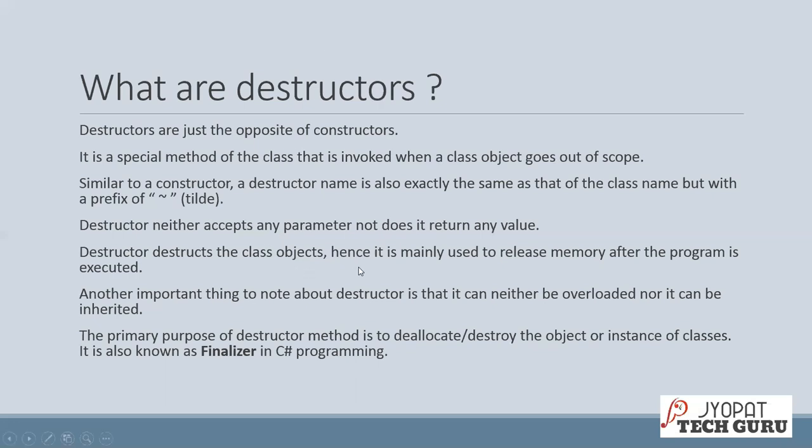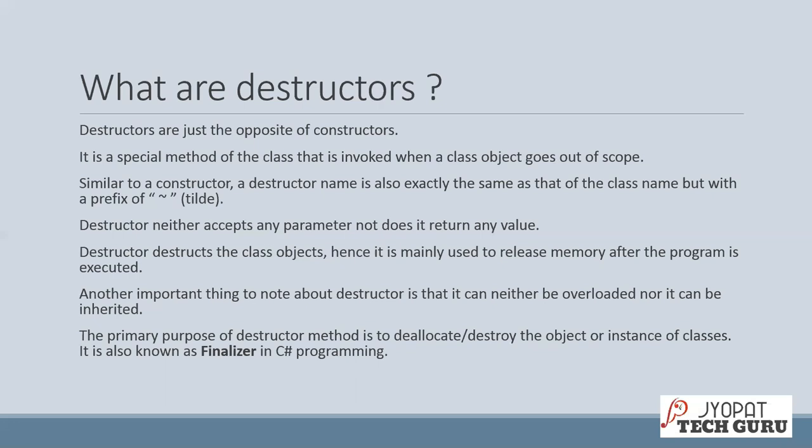A destructor destructs the class objects, hence it is mainly used to release memory after the program is executed. Another important thing to note is that it can neither be overloaded nor inherited. You cannot use the inheritance concept and you cannot change the behavior of the destructor. The primary purpose of the destructor method is to deallocate or destroy the object or instance of classes, and it is also known as a finalizer in C# programming.